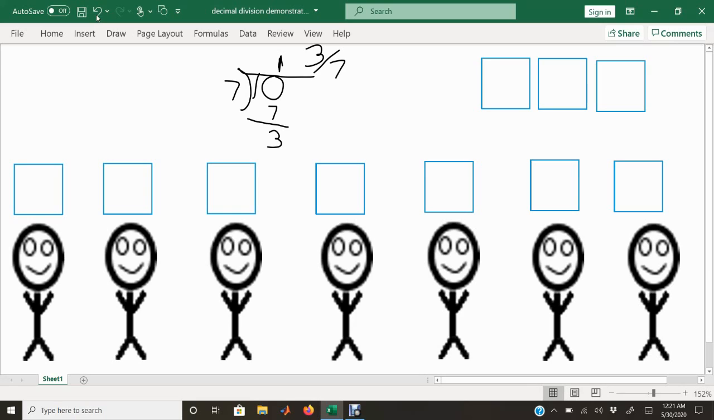An important thing about computers, though, is that computers can't really do fractions. They're not set up to do fractions.